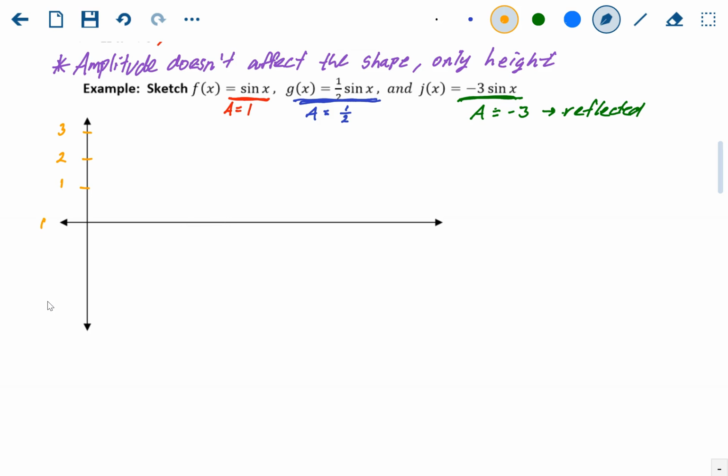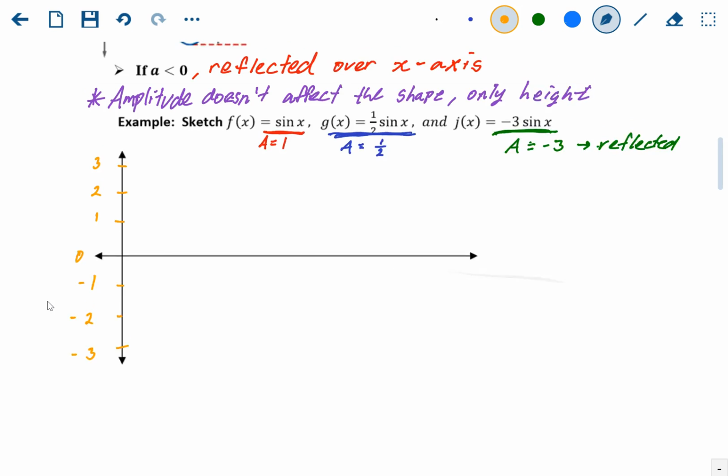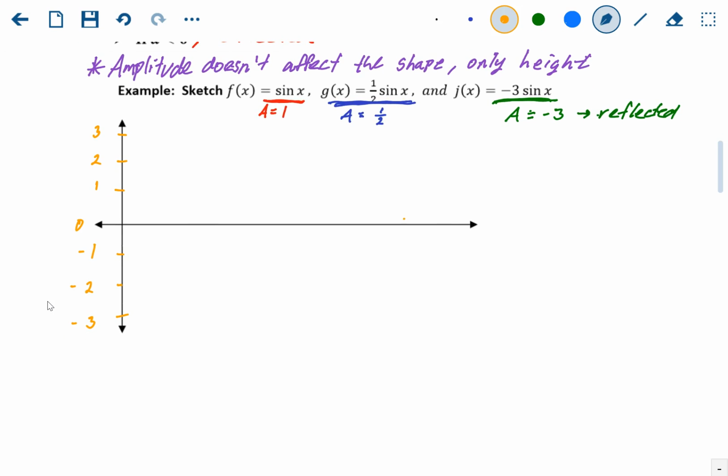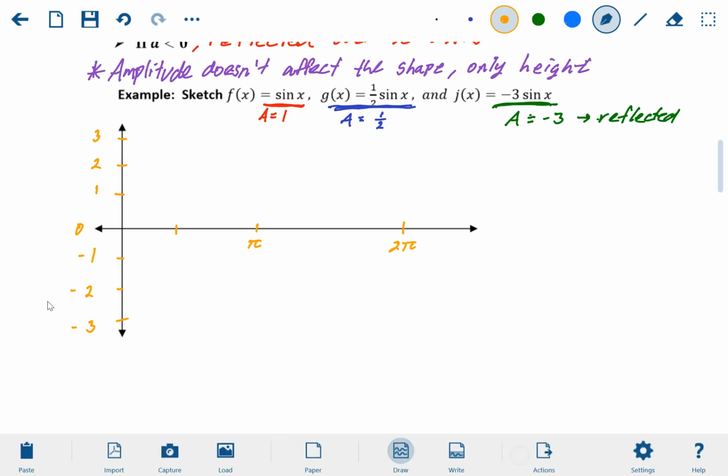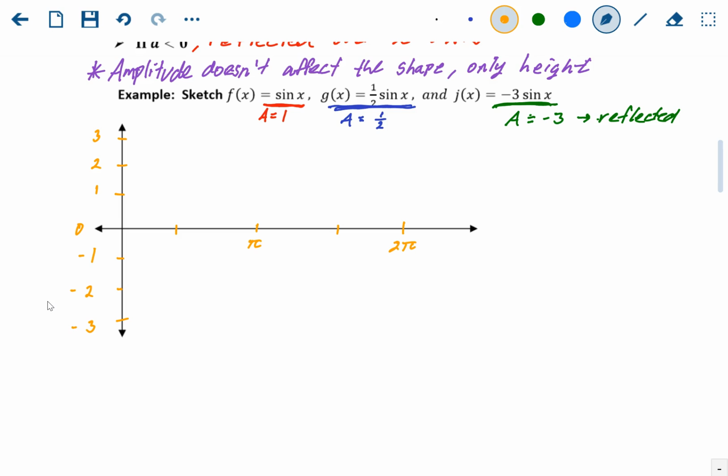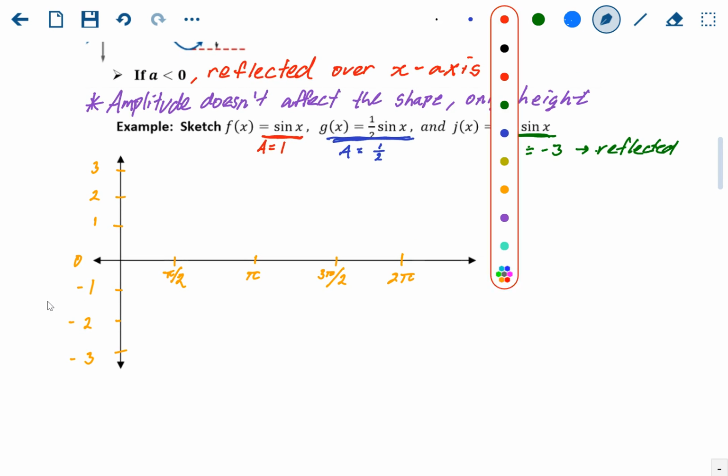So we're going to start with labeling our y-axis. We're going to have to go up to 3 at the maximum and down to -3 for the low. And like I said, the period is staying the same, so I'm going to put 2 pi over. We're just going to draw one period. Half of that is pi. And then half of those, I'll put those in. Pi over 2, and then 3 pi over 2. Again, these are just quadrantal angles.